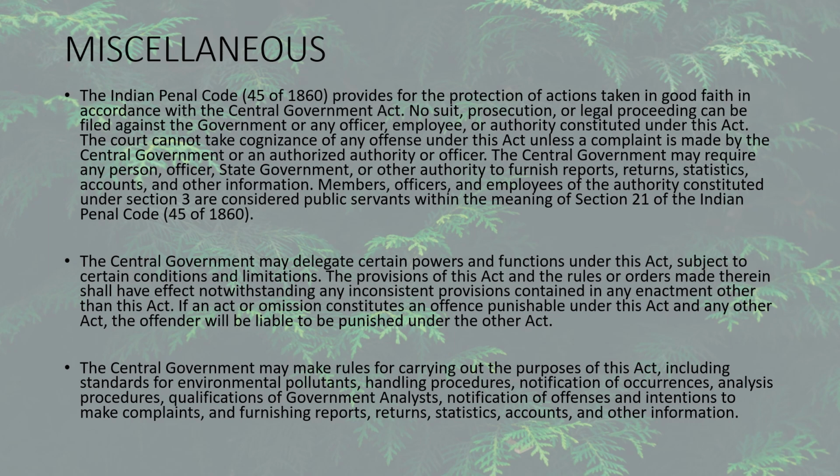Now, let us talk about the miscellaneous provisions. The Indian Penal Code, 45 of 1860, provides for protection of actions taken in good faith in accordance with the Central Government Act. No suit, prosecution or legal proceedings can be filed against the government or any officer, employee or authority constituted under this Act. The court cannot take cognizance of an offence under the Act unless a complaint is made by the central government or an authorized authority or officer.